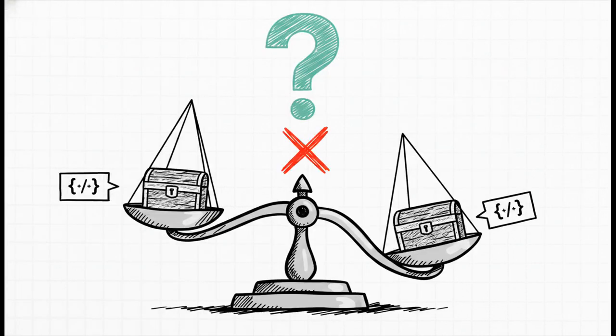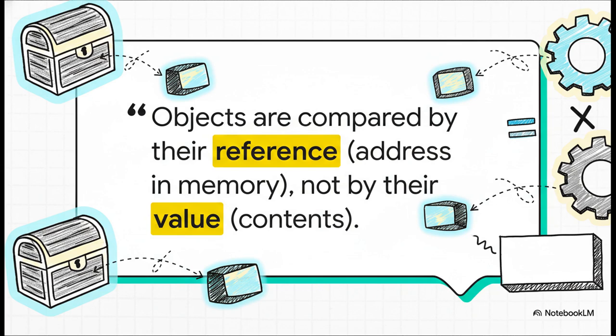But then, look at this. We have 2 objects that look completely 100% identical. Same key, same value. But when we ask JavaScript if they're equal, it says false. What is going on here? Why would it do that? And here's the secret. This is the big reveal.